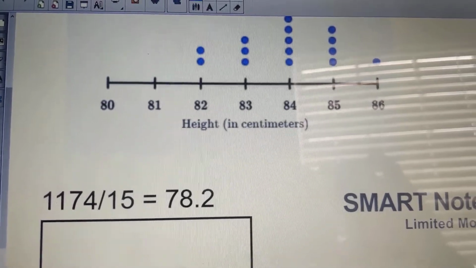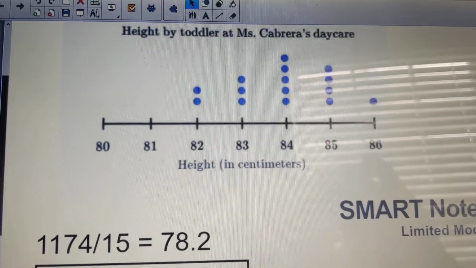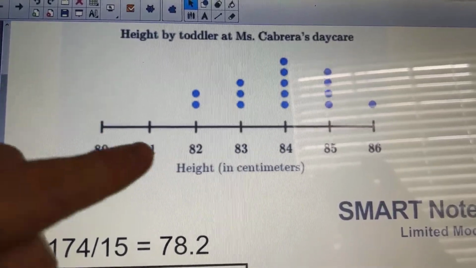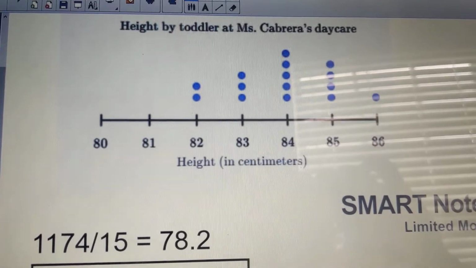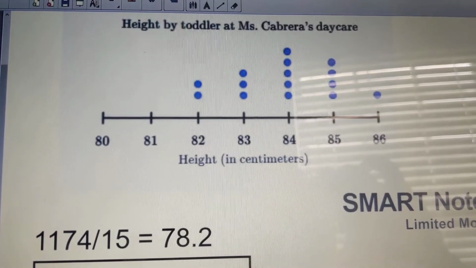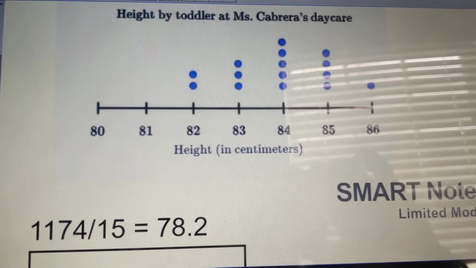When I look at this, though, I say, wait a second, 78.2, that doesn't make any sense because there wasn't even anybody in the 70s. So something must have gone wrong. Either I miscounted the dots, or when I added, I forgot something. So pause the tape now and see what the mistake was.